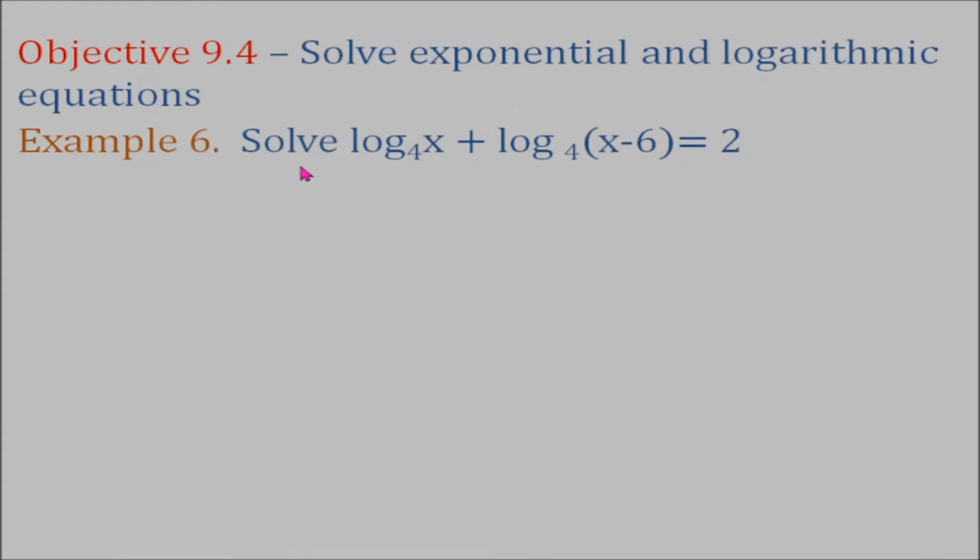Example number 6. Solve log base 4 of x plus log base 4 of x minus 6 equals 2. Again, by product rule, we can multiply x and the quantity x minus 6. So it gives us log base 4 of x squared minus 6x equals 2. Now we have logarithm on the left side, but on the right side we do not have. So the next thing you are going to do is to write this in exponential form.